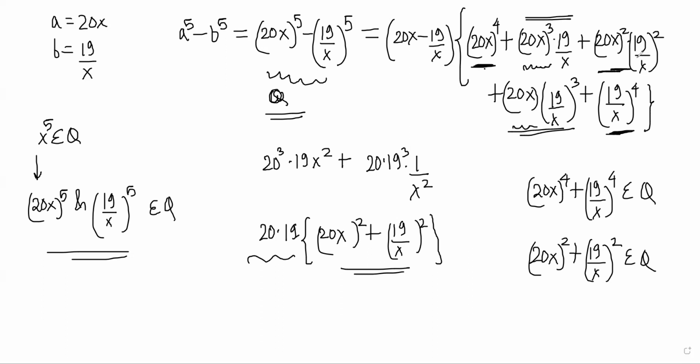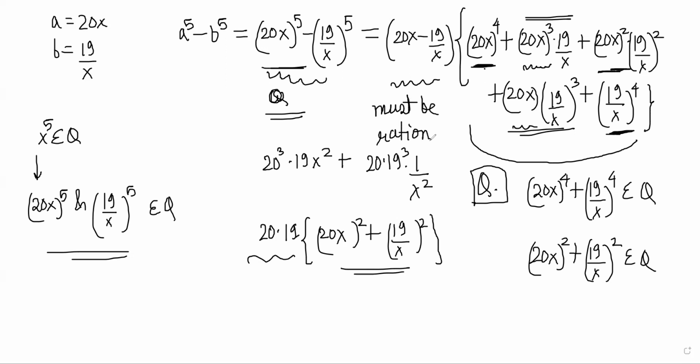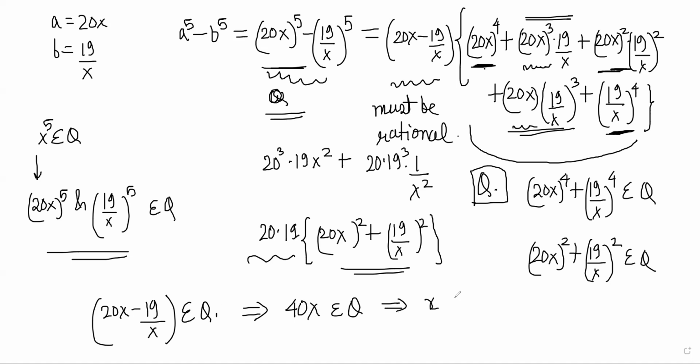X square will get cancelled. So what we get is the second factor here. This whole term is a rational number. And we know that the LHS is also rational, which now implies that this must be rational. So using this factorization, we have shown that 20X minus 19 by X must belong to Q. And because 20X plus 19 by X belongs to Q, now it follows that 40X, the addition of both the terms, belongs to Q, or X belongs to Q, which was what we wanted to show.